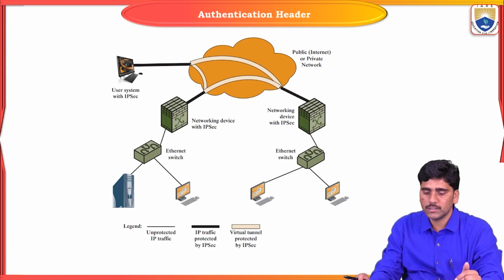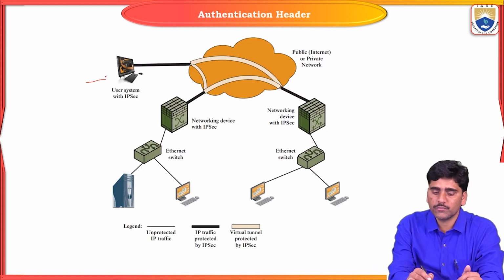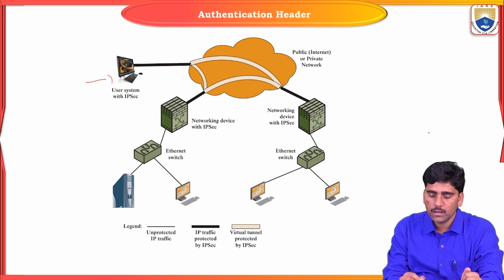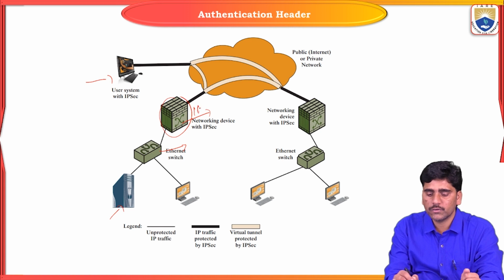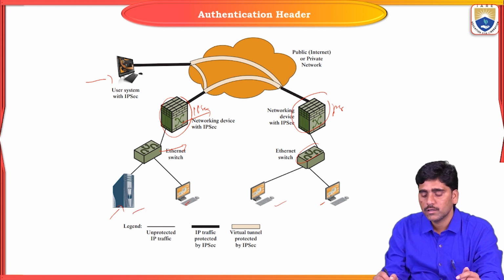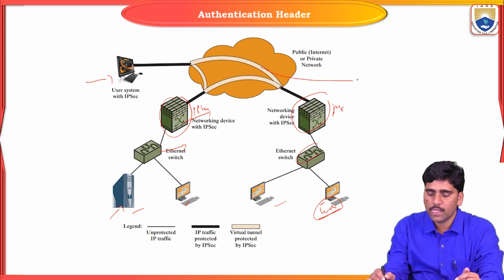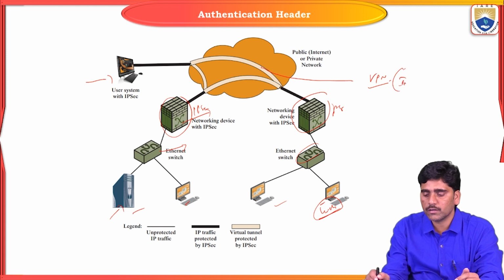So here we can see this is the user system with IP secure, and these are the firewalls, the hosts, and the Ethernet switch, and this is the network device with IP secure. This also contains IP secure, along with the Ethernet switch, and these four are the systems, which are nothing but hosts. And this is the virtual private network implemented inside of the network.